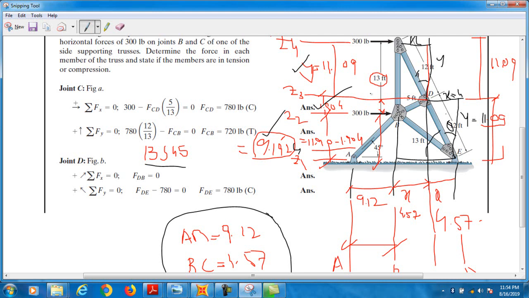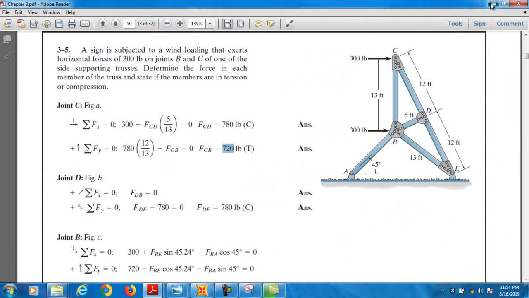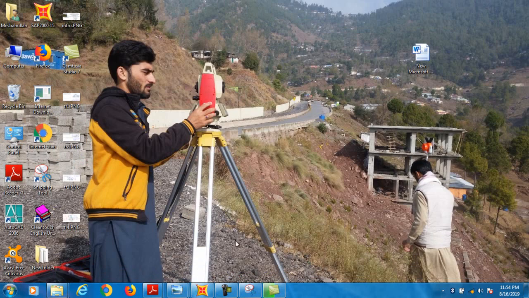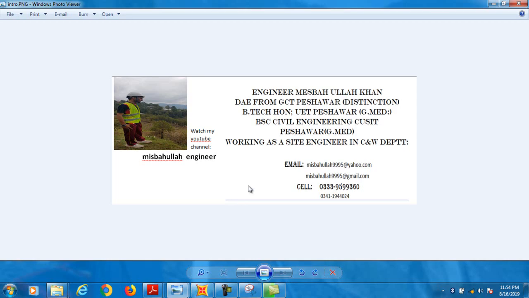So there we complete this example, and you see how we can model such types of trusses. Inshallah, in coming lectures I will do such types of examples as well, and you will see how we can model other complicated trusses.